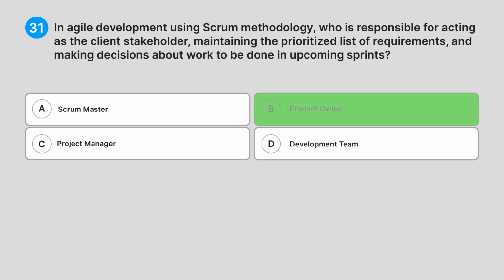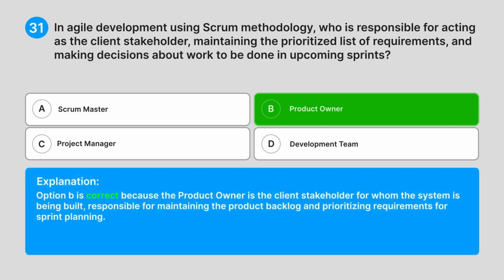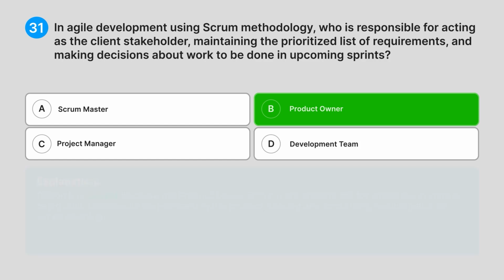Correct answer, B. Product Owner. Explanation: option B is correct because the product owner is the client stakeholder for whom the system is being built, responsible for maintaining the product backlog and prioritizing requirements for sprint planning.